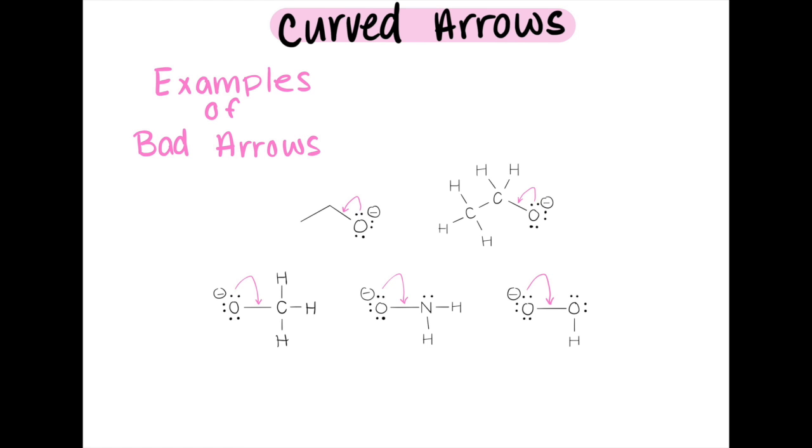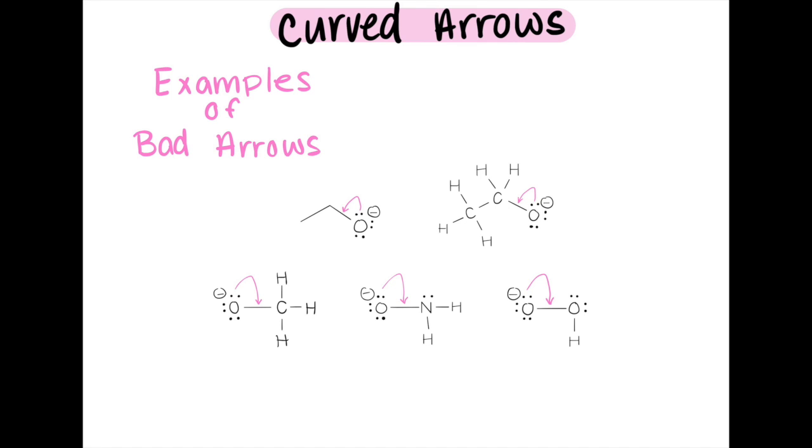The second rule is never exceed an octet for second row elements. Elements in the second row only have 4 orbitals in their valence shell. Each orbital can either form a bond or hold a lone pair. Therefore, for second row elements, the total of the number of bonds plus the number of lone pairs can never be more than 4. They can never have 5 or 6 bonds. 4 is the most.